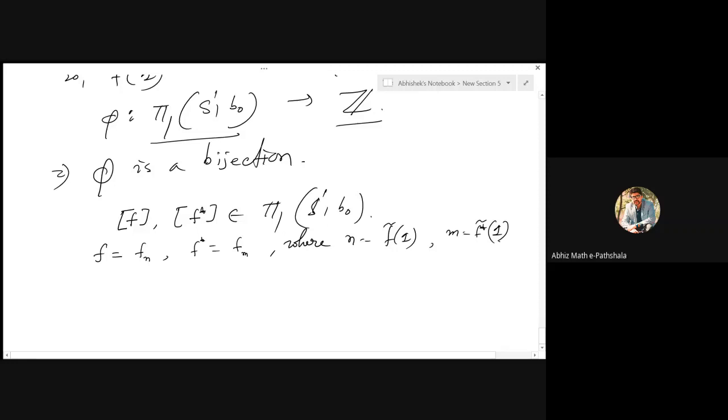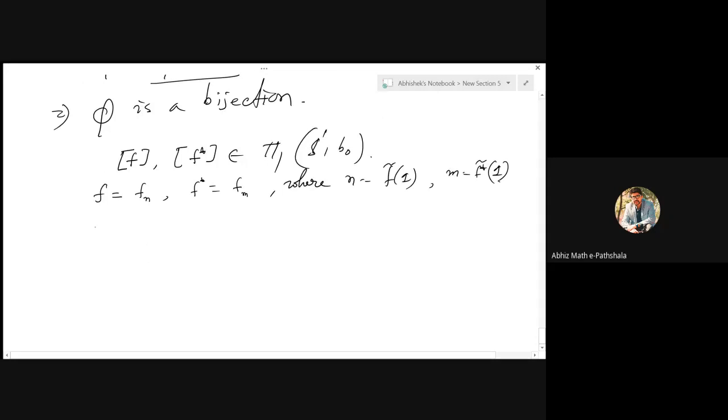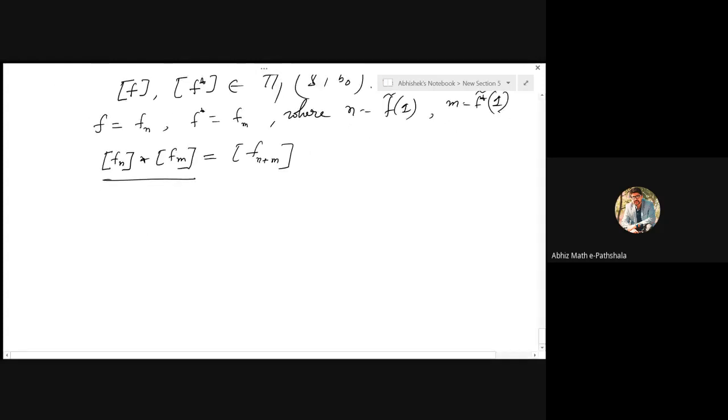Then what you have, so actually the observation is like that. So this and this, what will be the product of these two classes? What does your intuition tell? This will be f n plus m, right? So how can you do this?